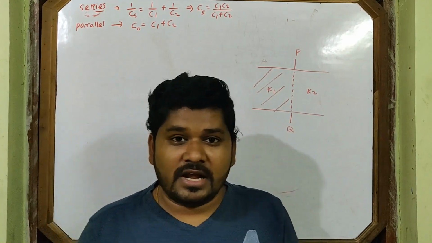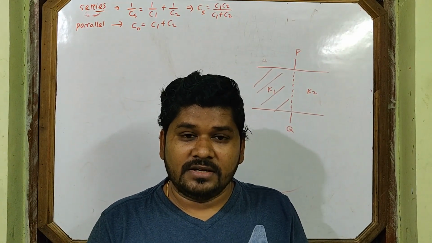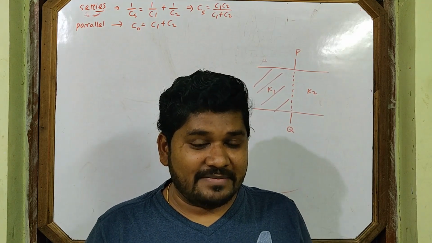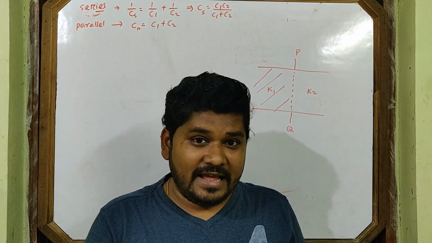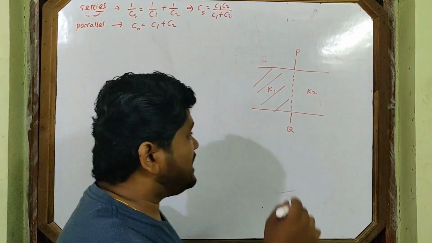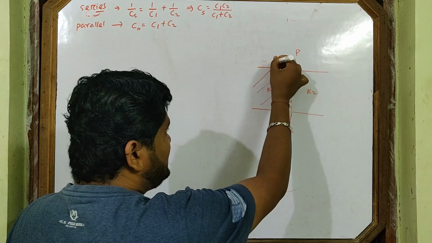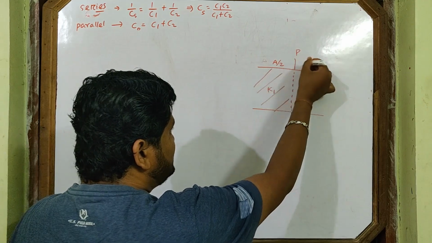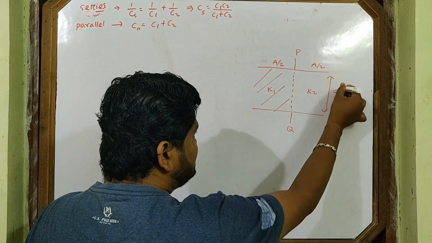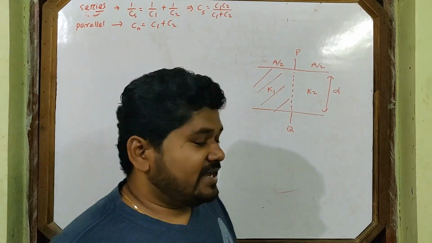If you have two dielectrics, then how will you write the formula? If you have one dielectric, then we know K epsilon naught A by D. But here two dielectrics. Okay, this is divided in half. The whole area is A. Here area is A by 2, and here area is A by 2, and separation is D. Two dielectrics.